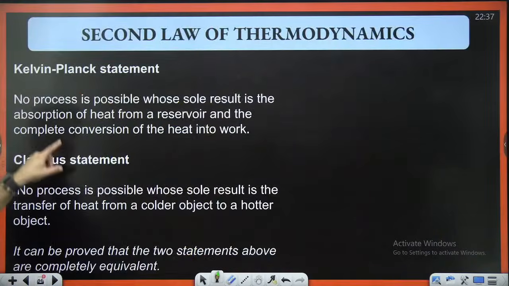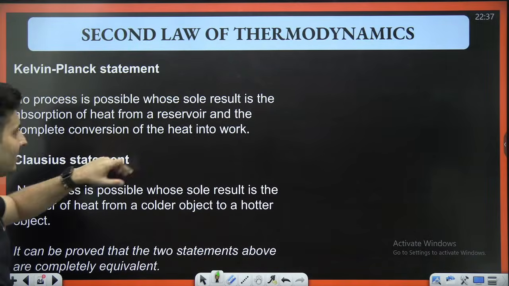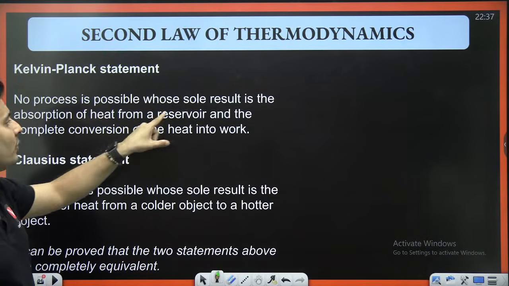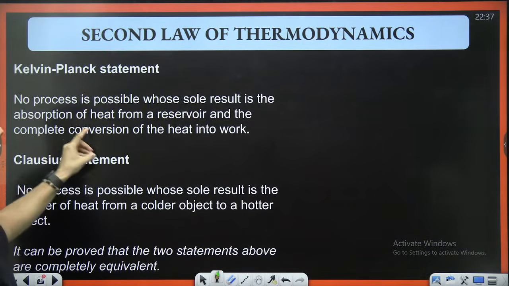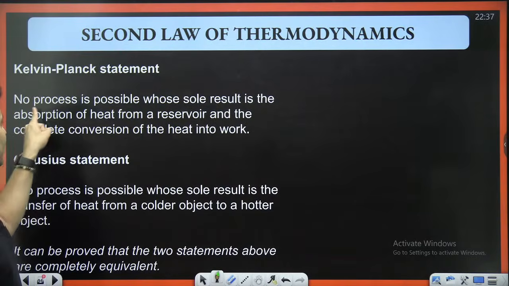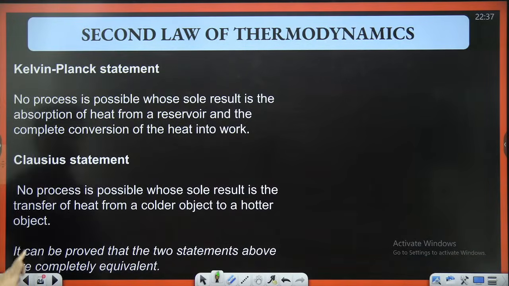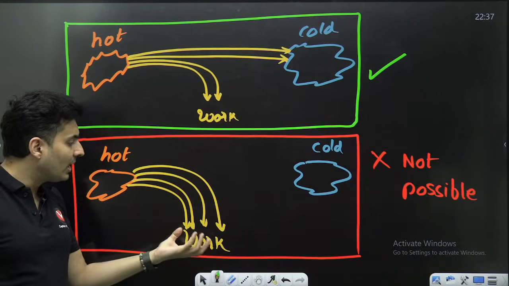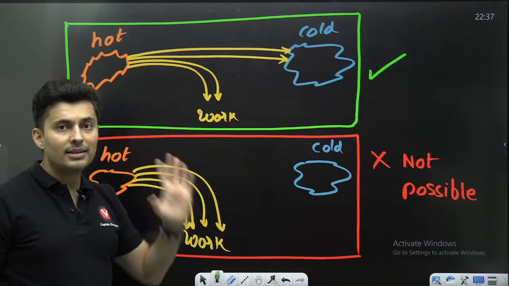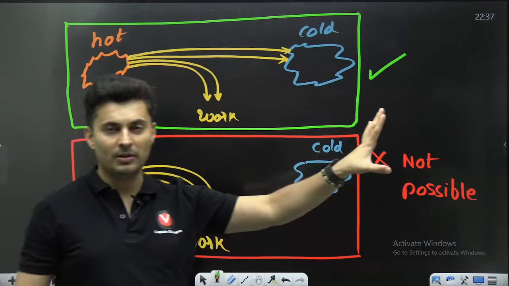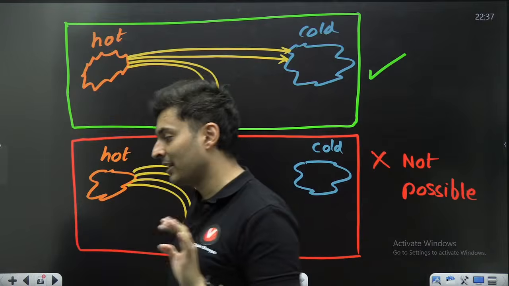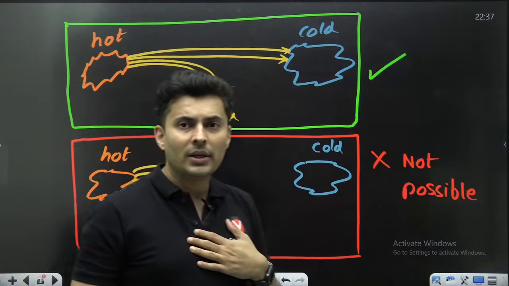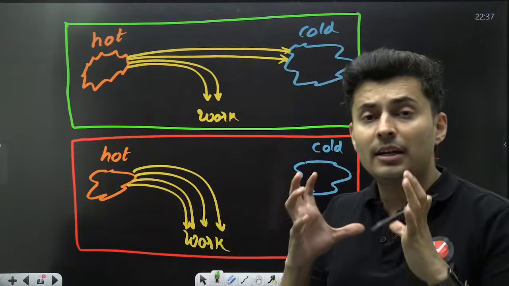This is exactly what the Kelvin-Planck statement says. No process is possible whose result is absorption of heat from some reservoir and complete conversion of heat into work. It is not possible. No process is possible which absorbs heat from the hot side and converts it into work without releasing it to the colder side. Never possible. This is what Kelvin-Planck statement is. Is this clear? Is this point very, very clear? Okay. So this is second law of thermodynamics.